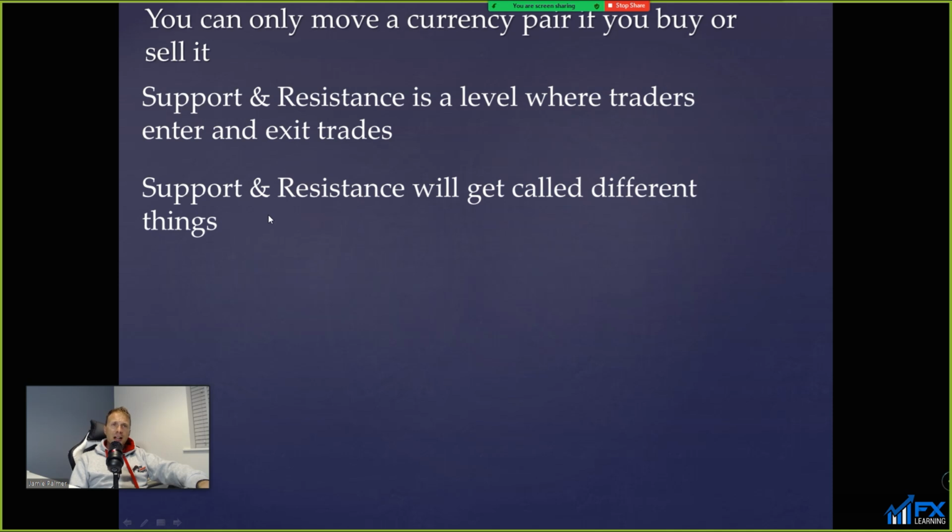Support and resistance will get called different things. Now, like I said at the start, there's different ways of teaching people to trade. There is no set way of teaching people. So people have different ways of teaching and explaining things. So support and resistance, perhaps traders might call it supply and demand level, retail level, institutional level, whatever, okay?